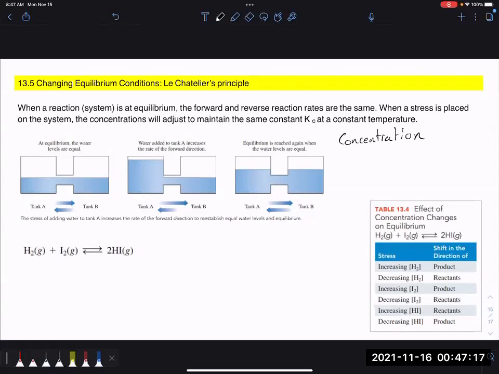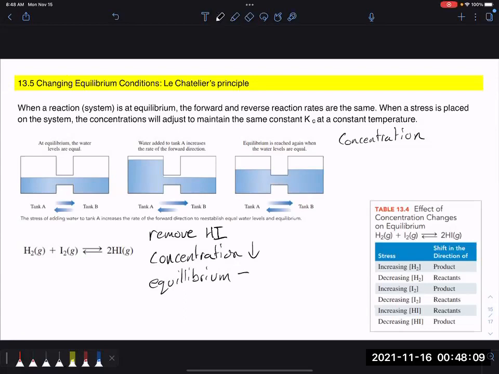And if you think about it in terms of rates of reaction, there's some forward reaction and some backward reaction, and that rate is dependent on the concentration. So if we remove some of the hydroiodic acid, then our concentration goes down. If we remove HI, concentration goes down, and the reaction, I should say not necessarily the reaction, but the equilibrium would shift towards products.